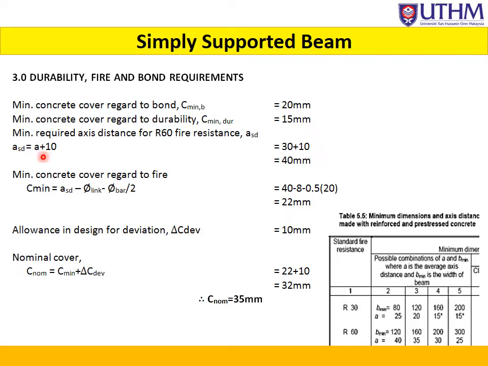For the minimum required axis distance for R60 fire resistance, we have to calculate our asd. The formula for asd is a plus 10. The value of 10 is taken from Table 5.5. a depends on the nearest b minimum for our beam. Our b is 250 mm, so we should refer to b minimum 200 mm to get our a, which is 30 mm. Therefore, our c min due to the fire is 20 mm.